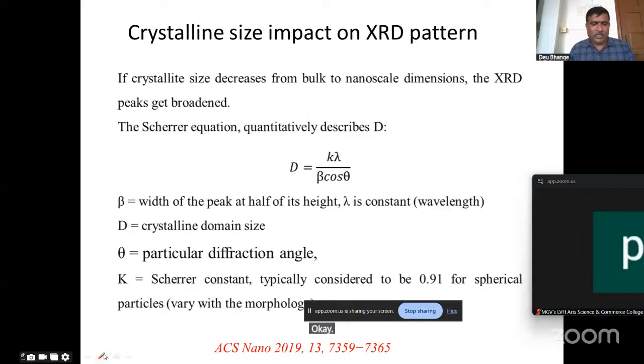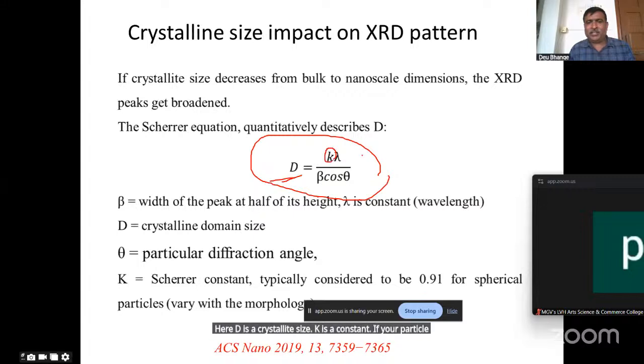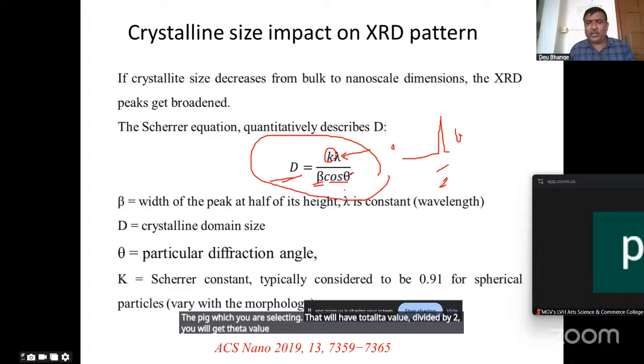Okay, you can calculate crystallite size, not particle size, from XRD. Here D is the crystallite size, K is a constant. If your particle is spherical, this is 0.9. Lambda is the wavelength that you are using for the experiment. This is beta, beta cos theta. Theta is the angle. The peak which you are selecting will have a 2 theta value. Divide it by 2, you will get the theta value. That theta you can put here.